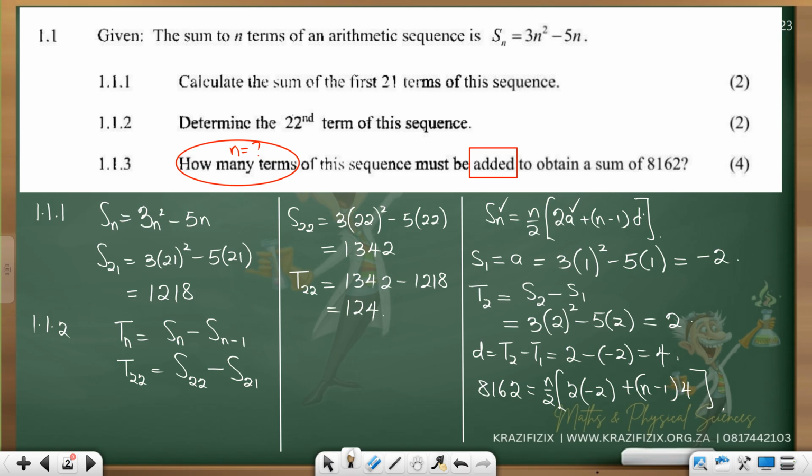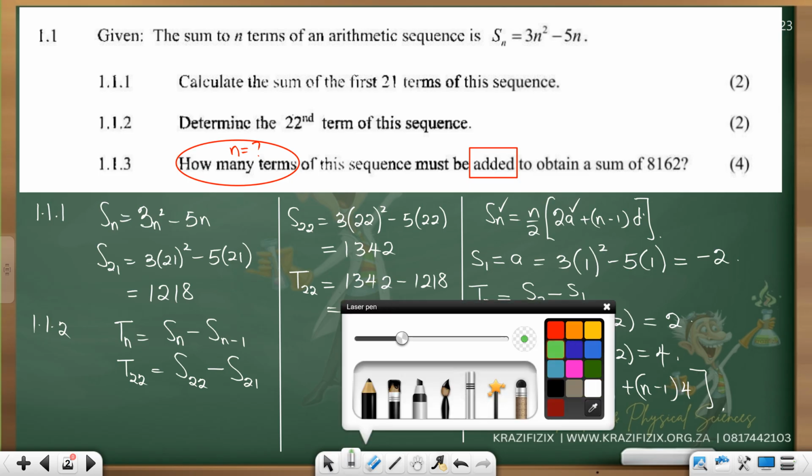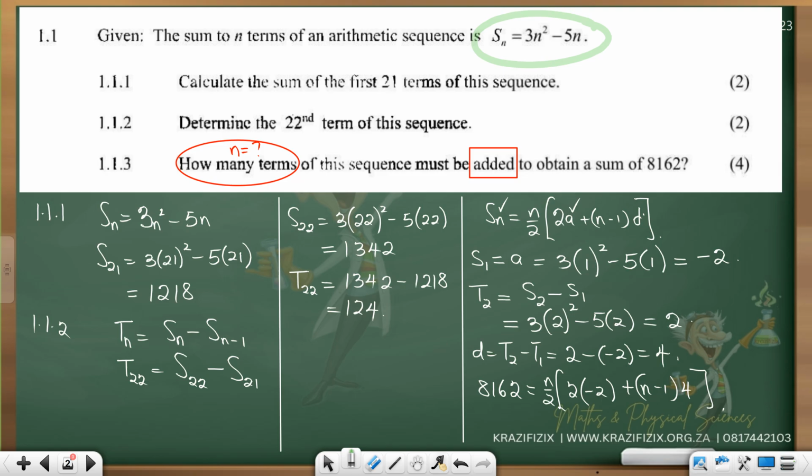I want to see something here. Because it's supposed to give us the same answer. Do you get what I'm saying? Because if Sn is this, all right, I tried to work out my first term by substituting there 3 squared minus 5 multiplied by 1. 3 minus 5 is negative 2. And I found my T2, S2 minus S1, which is 2 squared, now that's 4, 12 minus 10, that's 2. And D, oh wait, there's an error here.